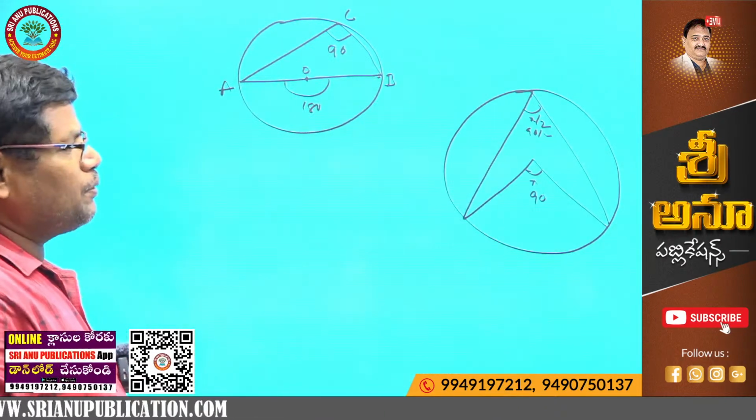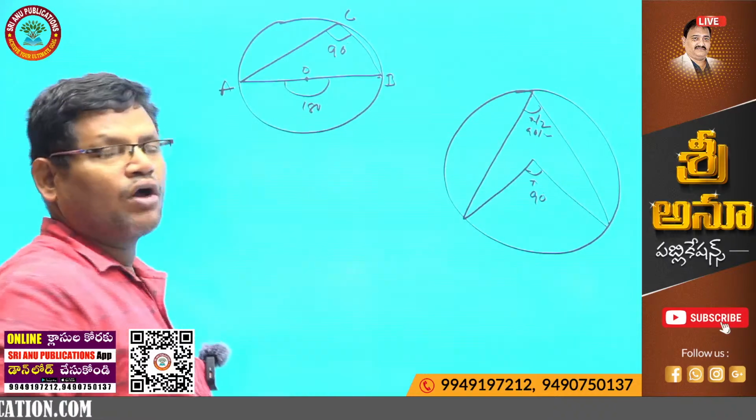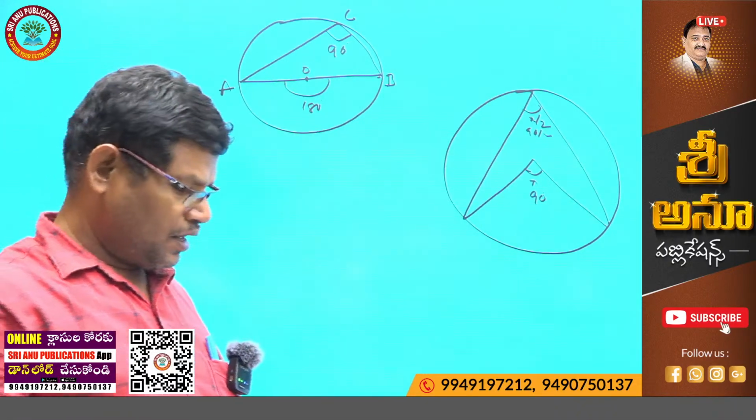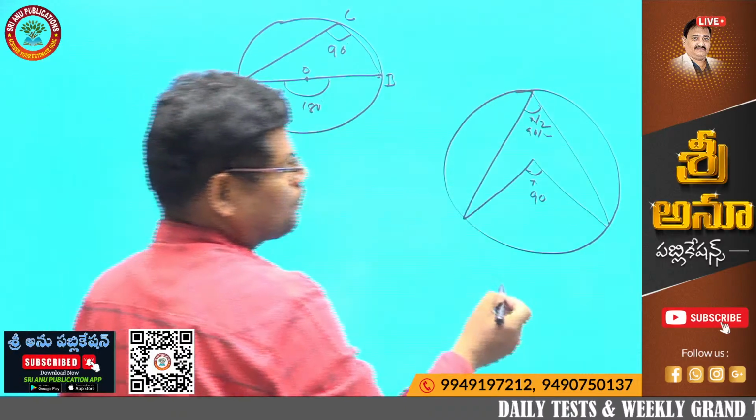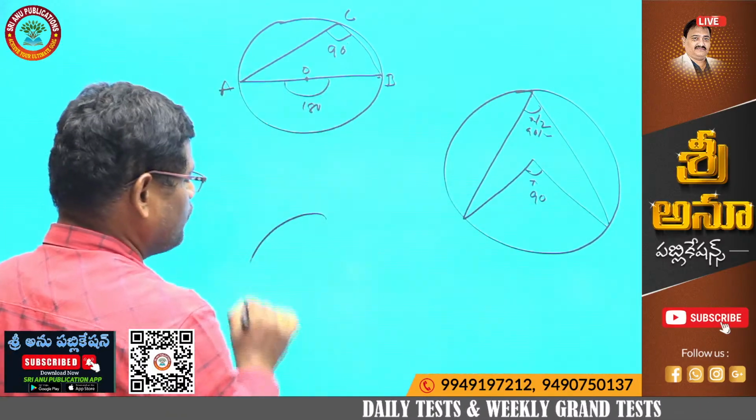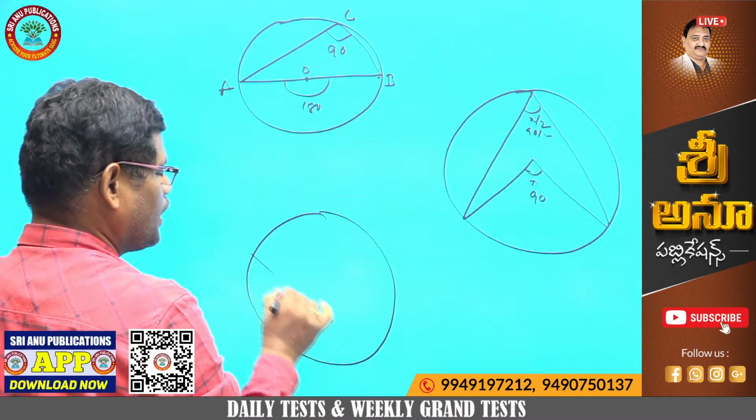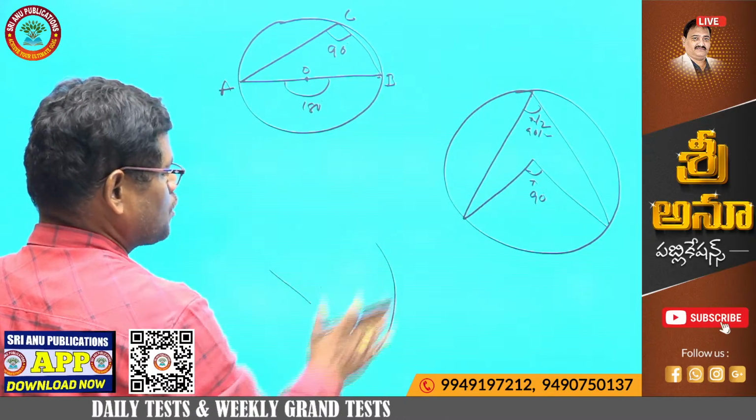Now here we can find that the angle on the circle will be 90 degrees. So suppose we consider one more circle, like this. Now here we are taking the fixed point like this.